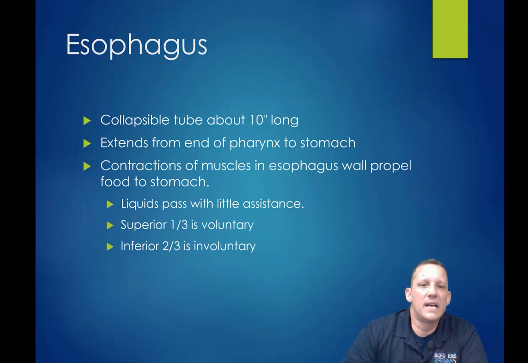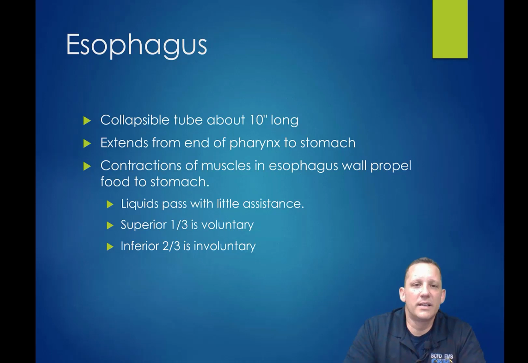The esophagus is a collapsible tube. It's about 10 inches long, and it extends from the pharynx to the stomach. Again, there's an esophageal sphincter that helps to kind of seal off stomach acid from the esophagus and then ultimately into the mouth. There are contractions of muscles in the esophagus, right? This is that smooth muscle that propel or help to move food from the first initial part of the swallowing in the mouth to the stomach.